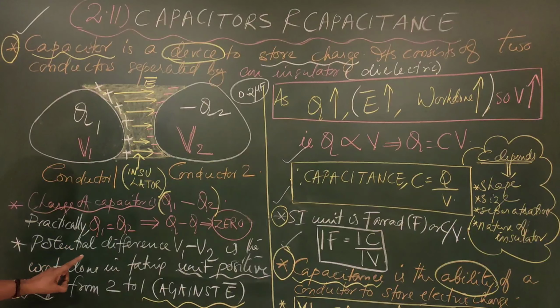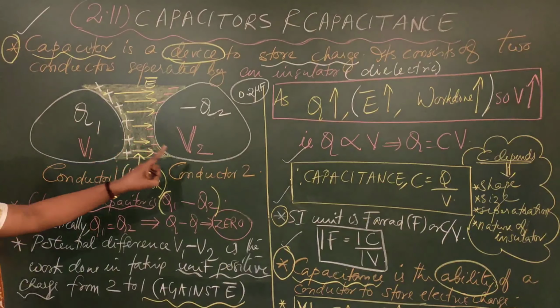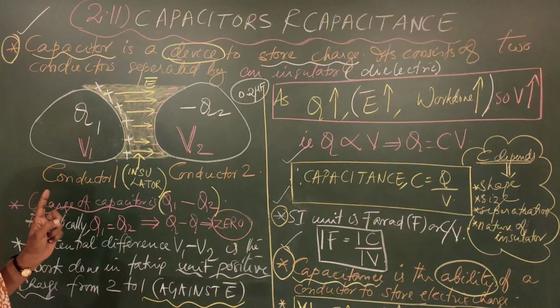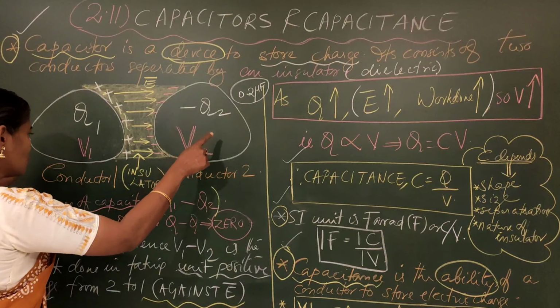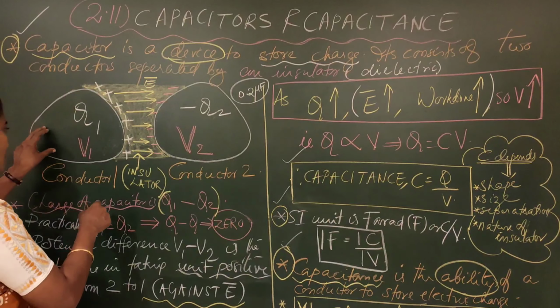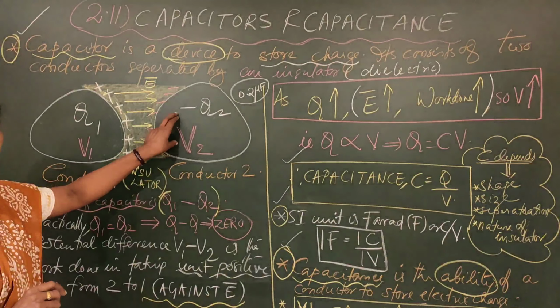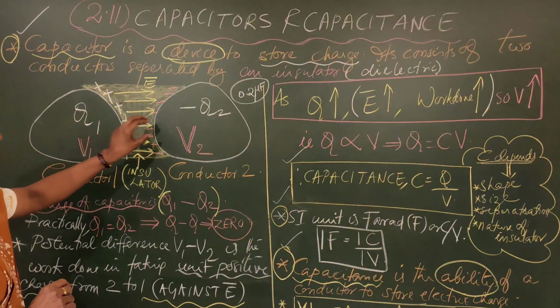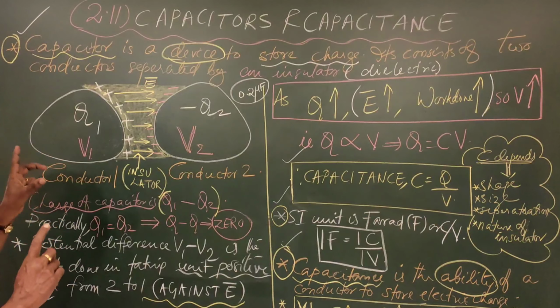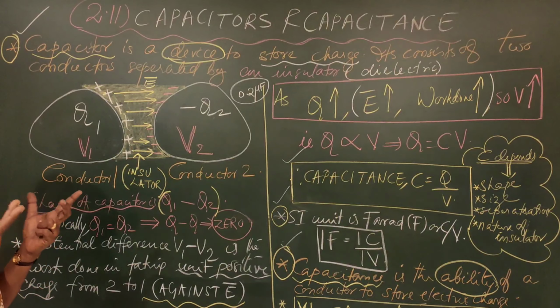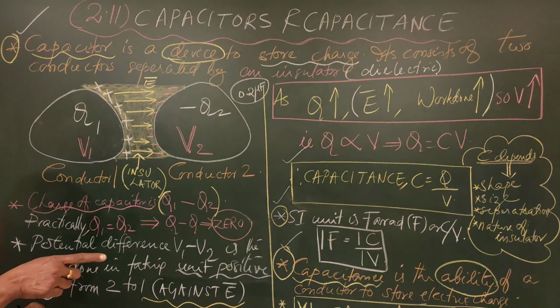Now the main point is this one. What is a potential difference? This is V1. If you connect this to a battery, one will get V1, the other will get V2. Plus battery, minus battery. So this is positive, V1 minus V2. So how does V1 minus V2 come? What's the importance of V1 minus V2 here?